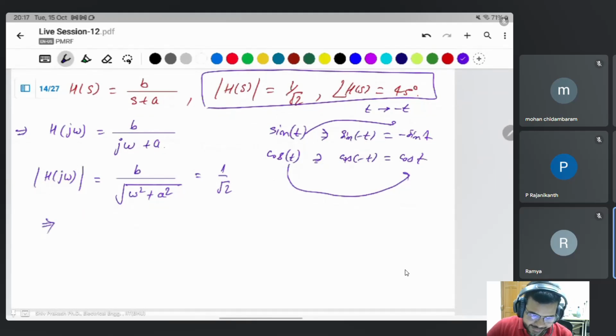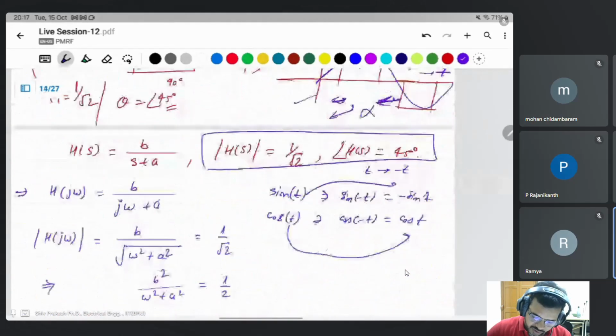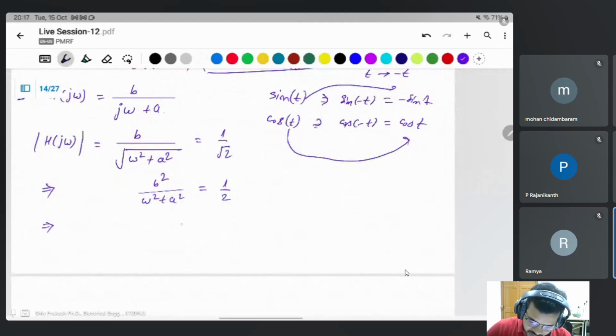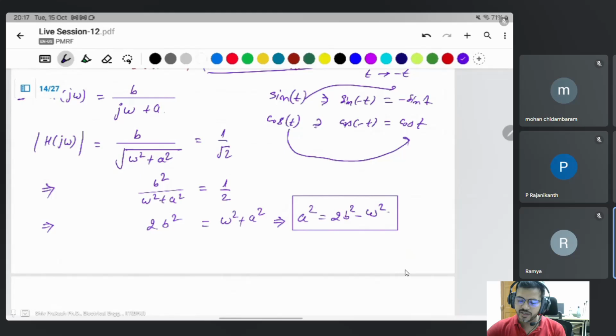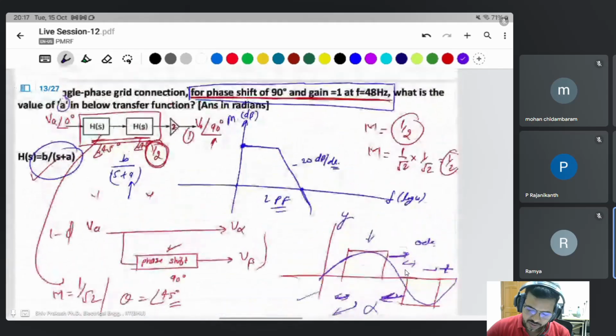Then square both sides. This will be b square divided by omega square plus a square is equal to half. The question asks about the a value, so find a from here. 2b square is equal to omega square plus a square. A square is equal to 2b square minus omega square. If you want to find a, then first calculate b also.